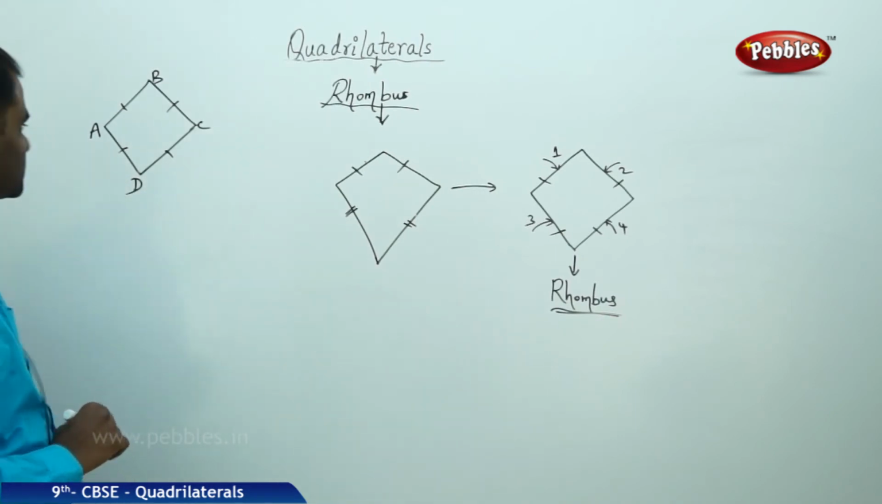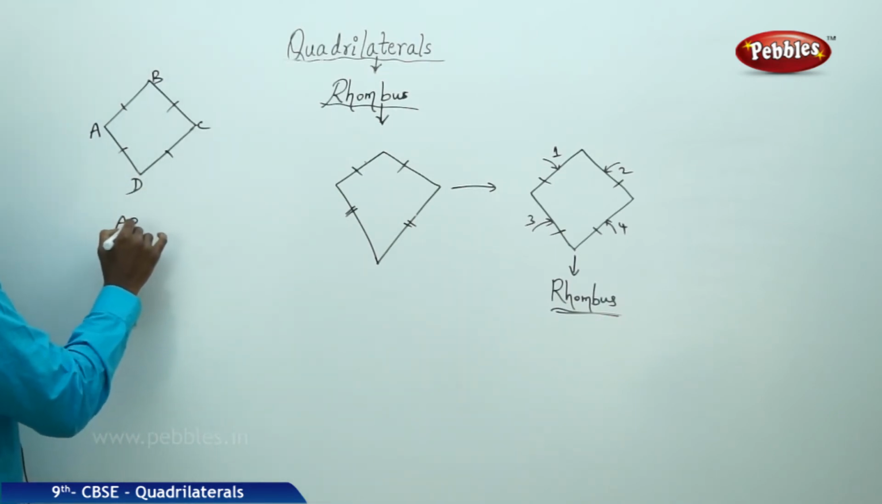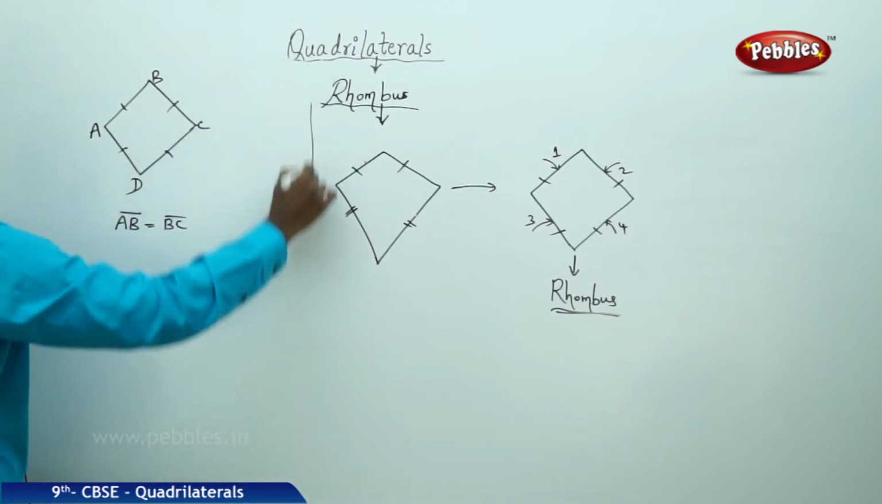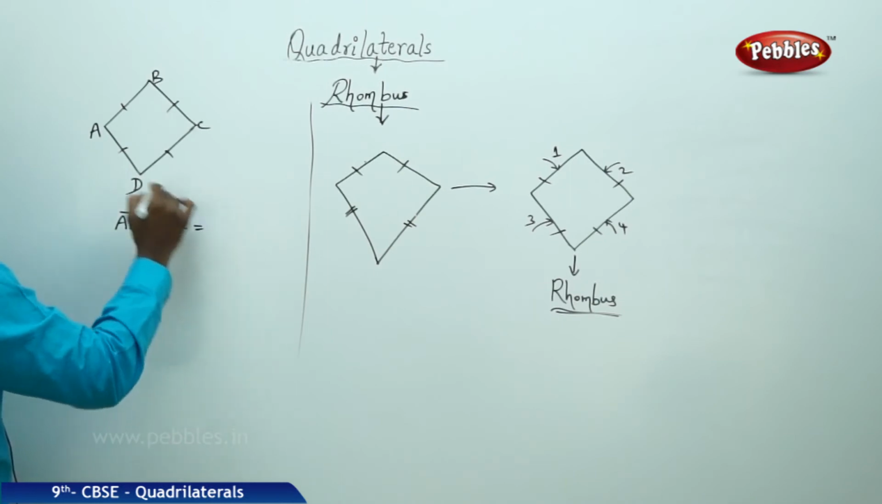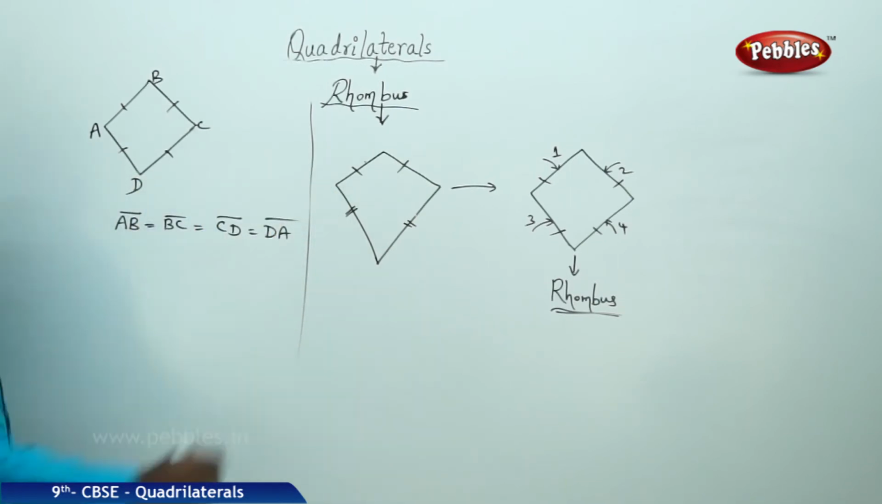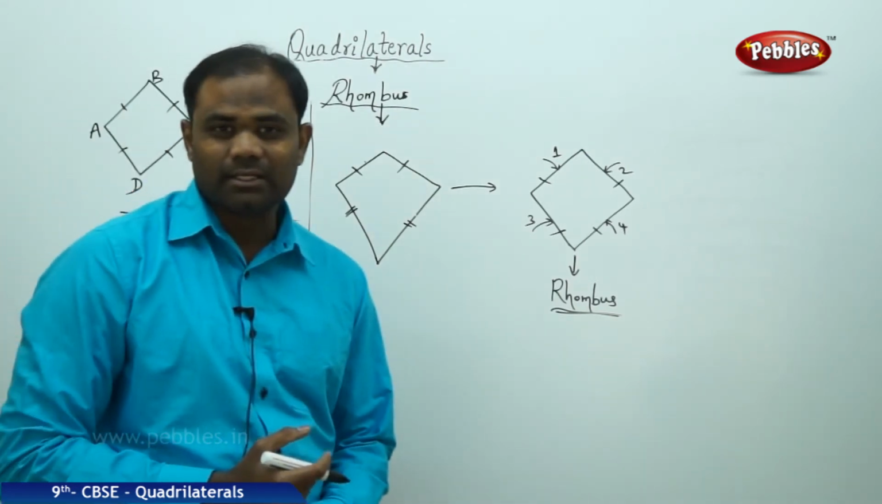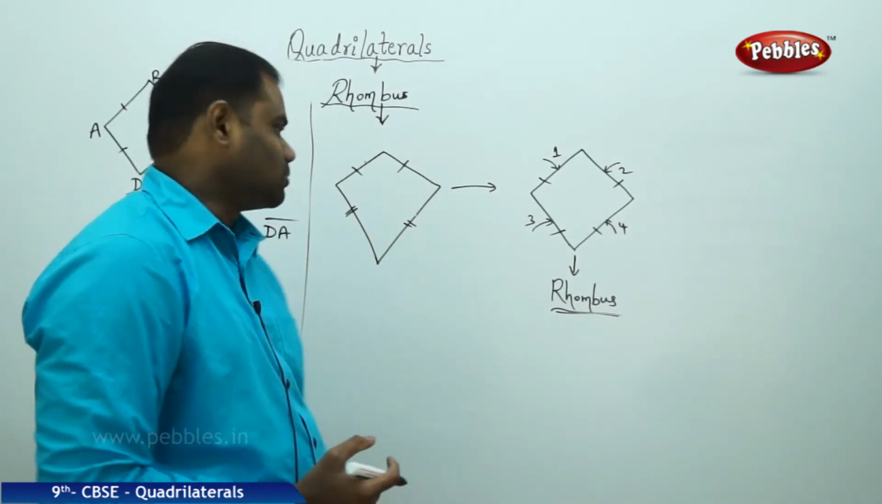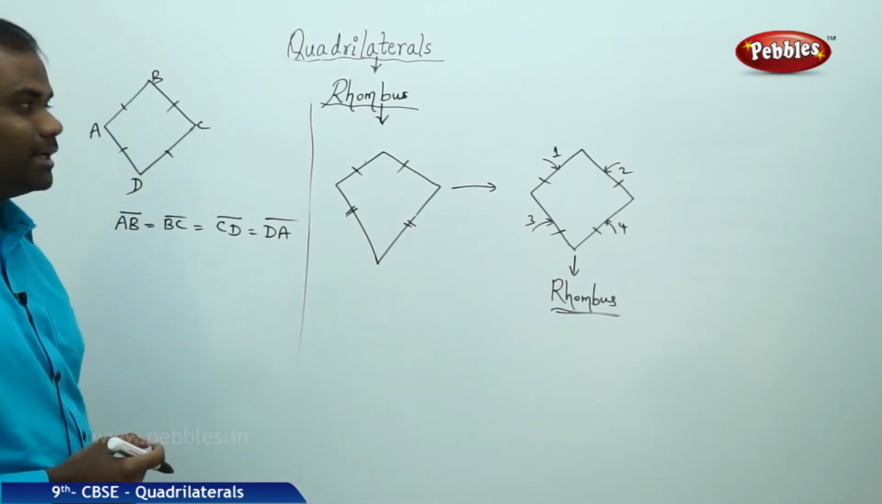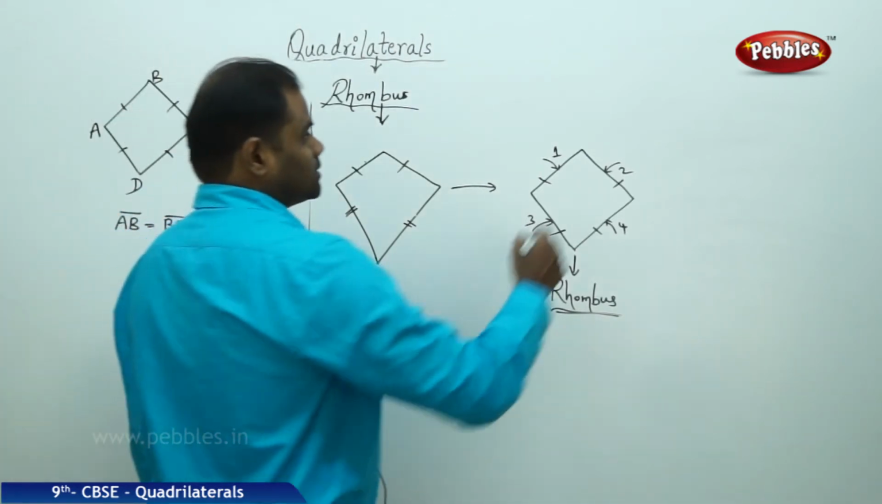So I see that in this case, my side AB equals my side BC equals my side CD equals side DA. So this is how I get my rhombus whose sides are equal. Let's communicate in words.